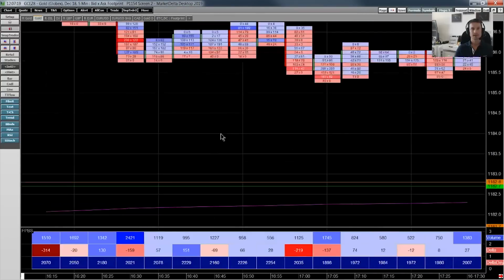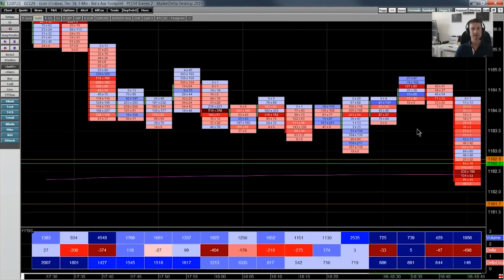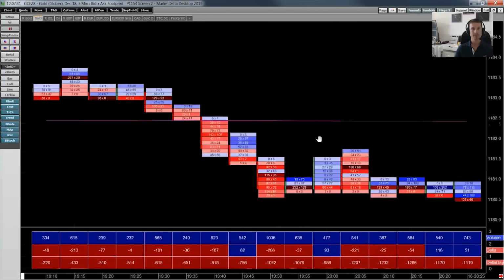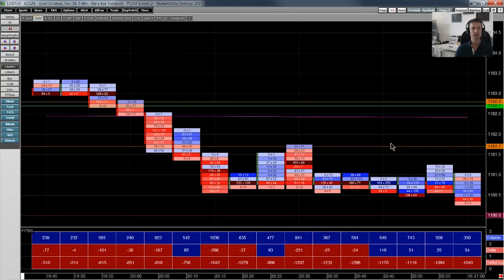Now, this is where it gets very sexy. Okay, we come down again, sixth time. What do we see? Buyers, dark colors, all sorts of absorption taking place again. 1181. Okay, so six times on the same day, we see that 1181 acting as a wonderful buffer.